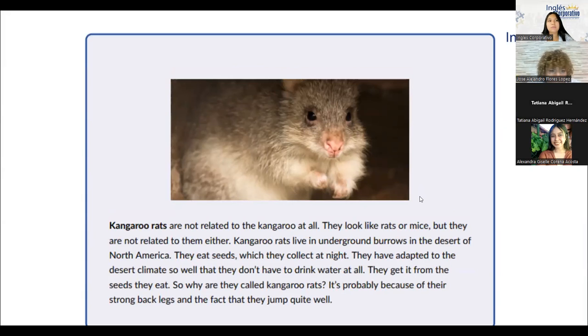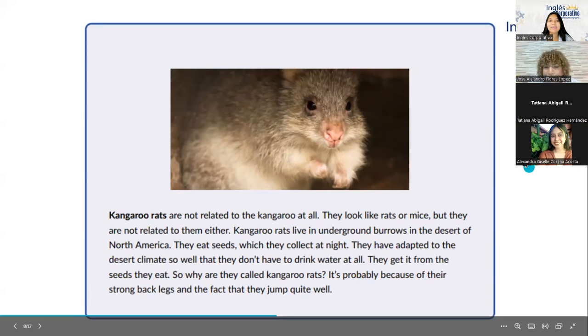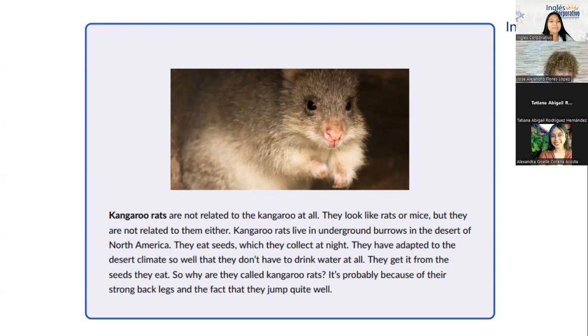They have adapted to the desert climate so well that they don't have to drink water at all. They get it from the sand they eat. So why are they called kangaroo rats? It's probably because of their strong back legs and the fact that they jump quite well. Ay, que me costó. Excellent. Por lo menos lo intento. Okay, so kangaroo rats.